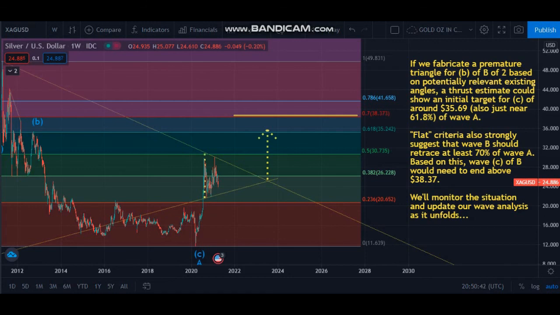Flat criteria also strongly suggests that wave B should retrace at least 70% of wave A. Based on this, wave C of B would need to end above $38.37. We'll monitor the situation and update our wave analysis as it unfolds.